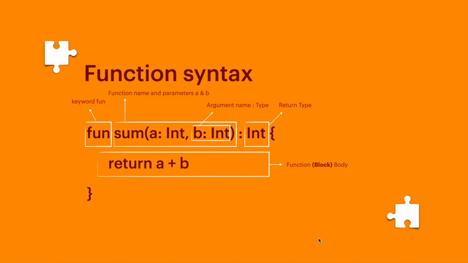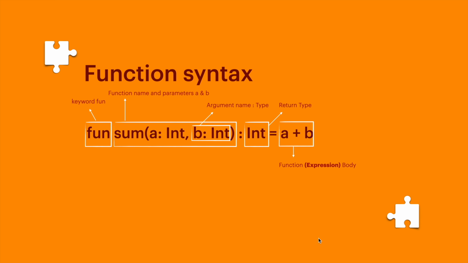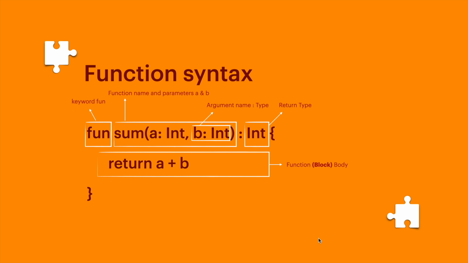The code block within curly braces is called the body. This is sometimes called the block body. If the function body is a single returning expression, like here, it's just one statement, return a plus b, it's just one expression which is returning some value. So when this is the case, it can be simplified.